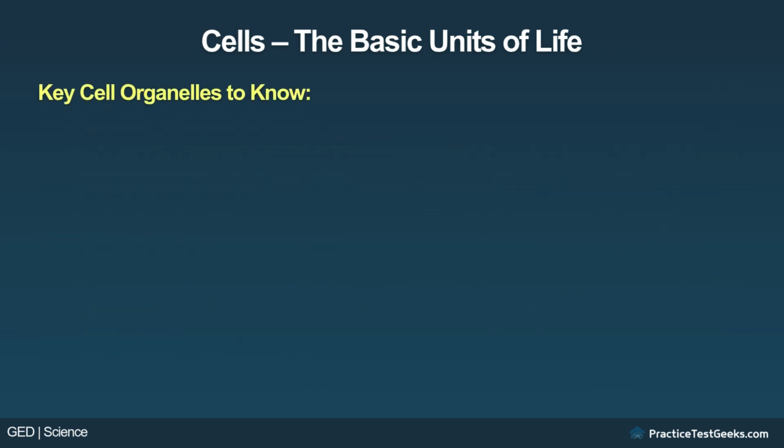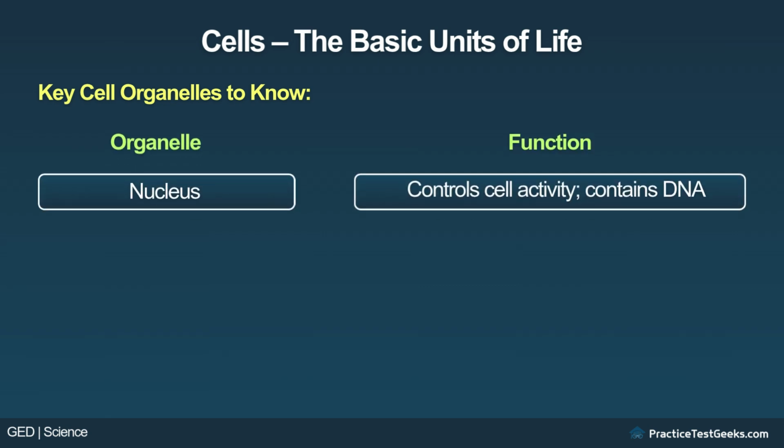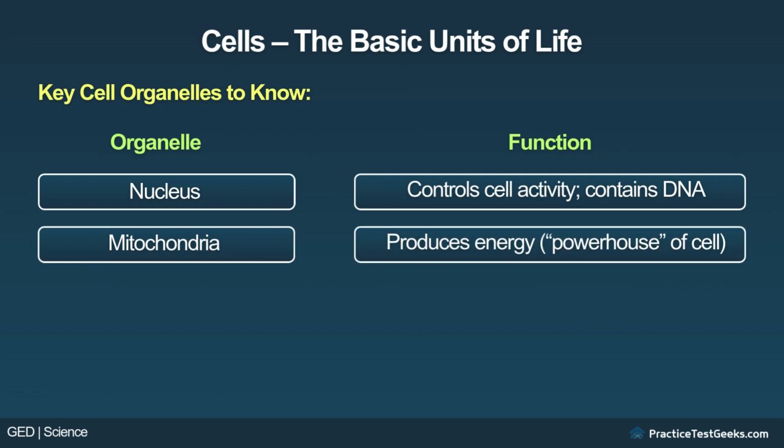Key cell organelles to know. Now that you understand what a cell is, let's explore some of its most important parts, also known as organelles, and what each one does. The nucleus acts as the control center of the cell. It holds the cell's DNA and directs all of its activities. The mitochondria are often called the powerhouse of the cell because they produce the energy the cell needs to function.